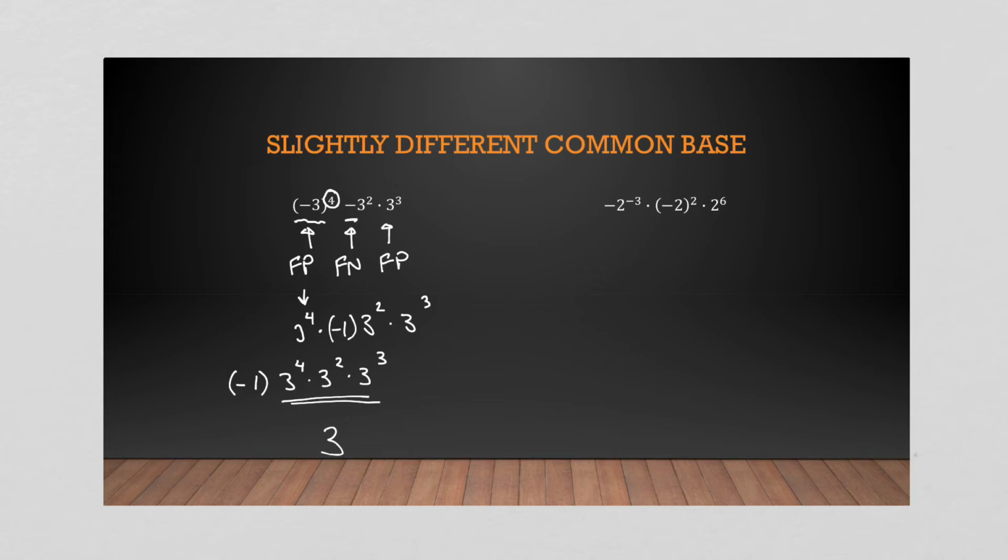So then we would add the exponents up. 4 plus 2 is 8, plus 3 is 11, so we have 3 to the 11, but this -1 here means my final answer is going to be negative.